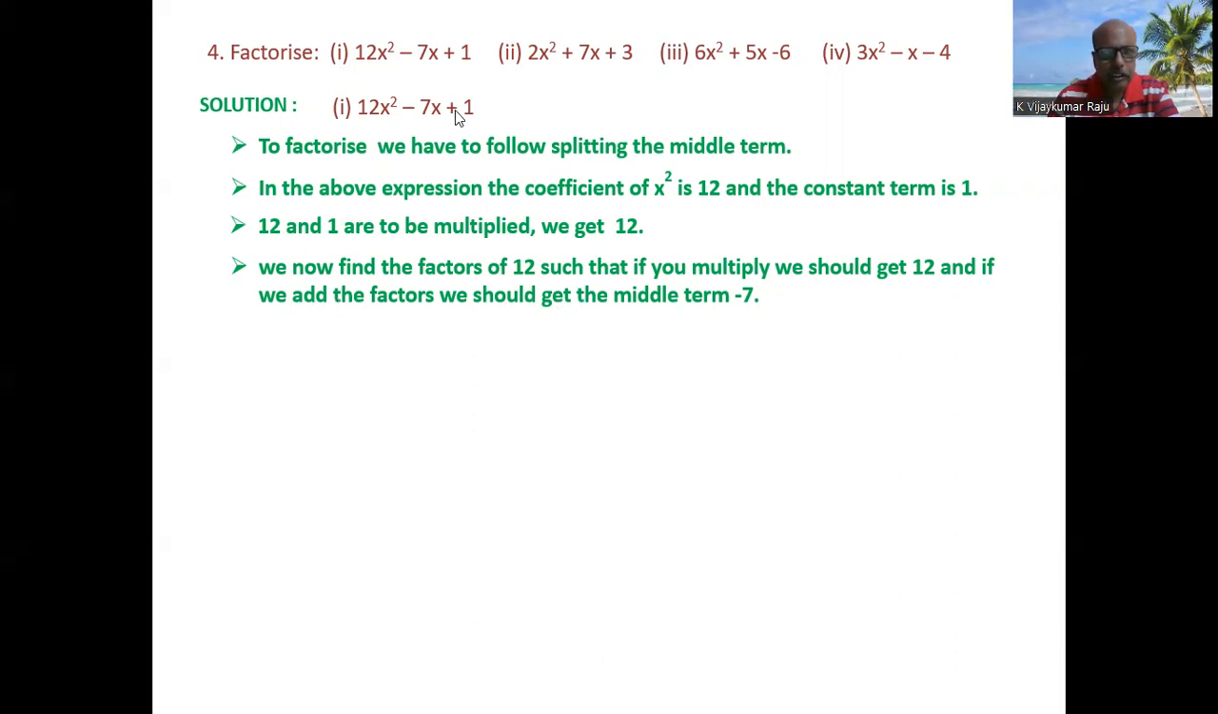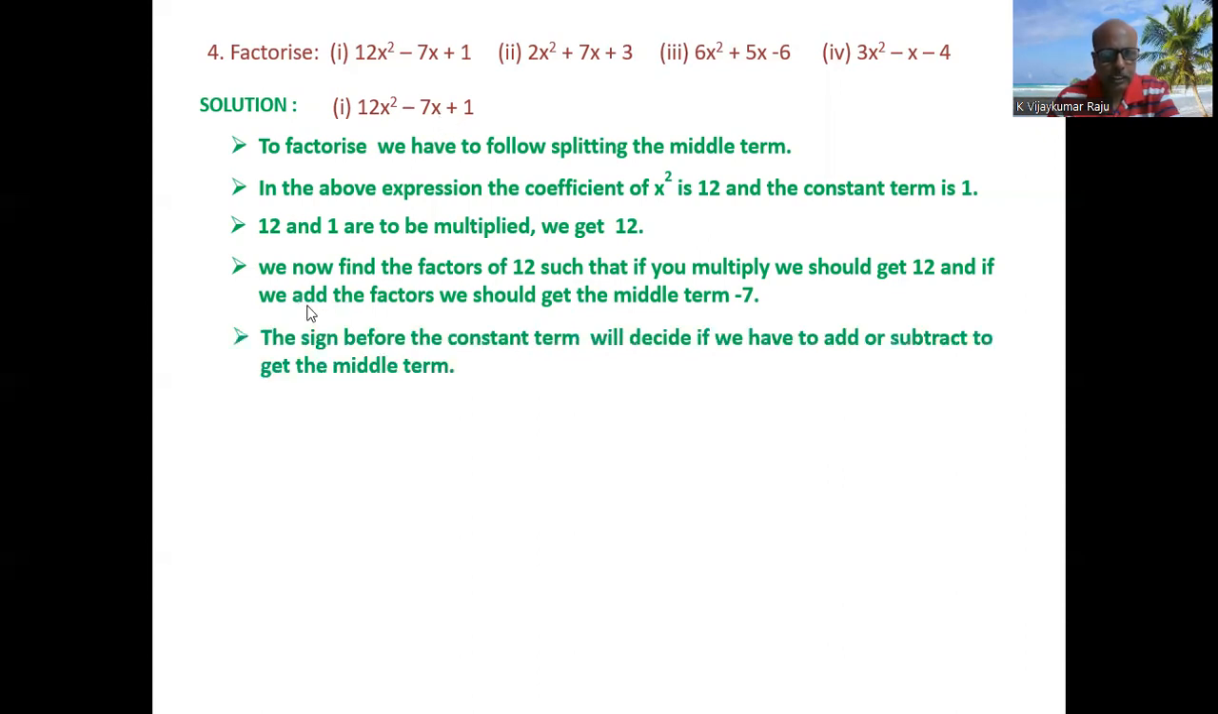The sign in front of the constant term will decide whether you have to add or subtract. Here it is plus, that's why I said it is to be added. So this will decide what to do. Because there's a plus sign, we should add it. The sign before the constant term will decide if we have to add or subtract to get the middle term.